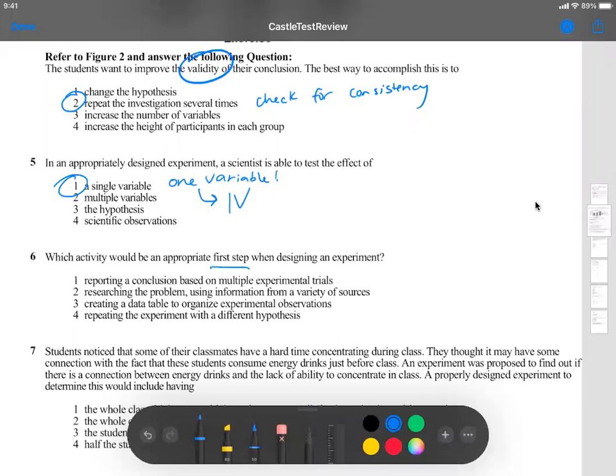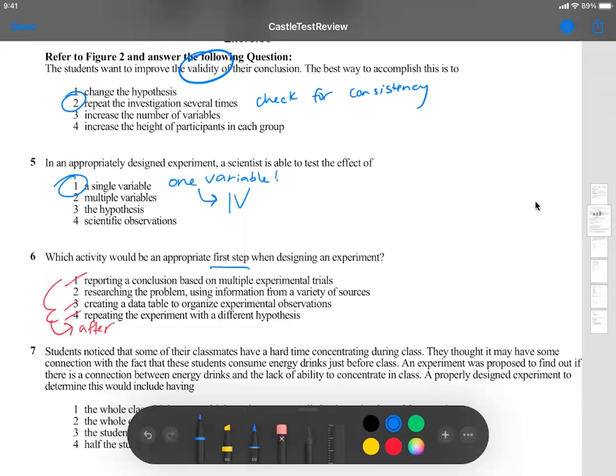All right, can I hear from Benjamin for this one, please? So number 1, number 3, and number 4, they're all steps you usually do later on. And the first one that you usually do is research the problem, and then the hypothesis. So number 2 would be correct.